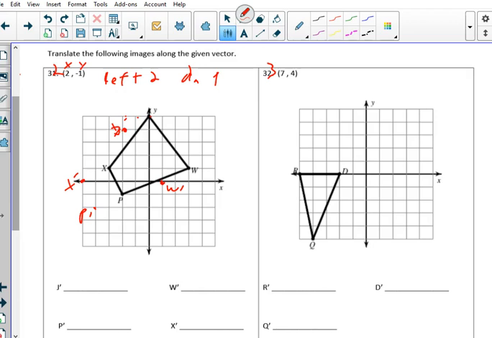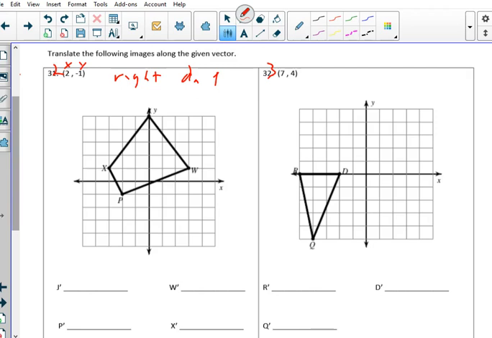So J prime is -2, 4, which is a typo on your answer key. It says 2, but it's -2. Oh wait, no it's not. I'm wrong. Sorry. I just got done saying positive means right, and I just wrote left. I'm sorry. Right 2, down 1.